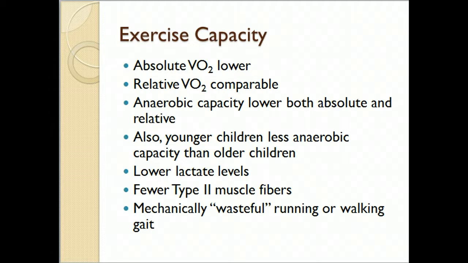Their anaerobic capacity is lower, both absolute and relative. This is covered pretty well in the position statement on youth resistance training, of why that's so. Younger children have less anaerobic capacity than older children. They produce less lactate. They have fewer type 2 muscle fibers. That's going to really increase as they go through puberty. They also don't have the most efficient running or walking gait, so they waste a lot of energy in their movement. Their arms and legs are flailing about, so they don't have the most mechanical efficiency in their movement.